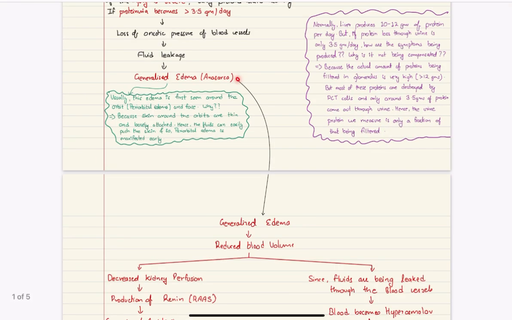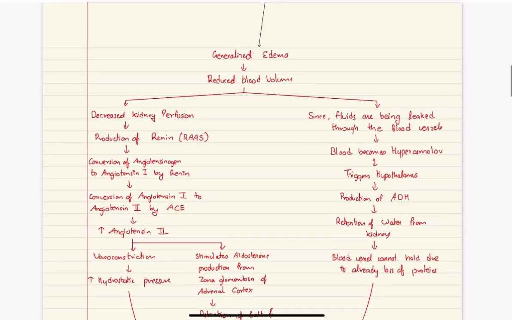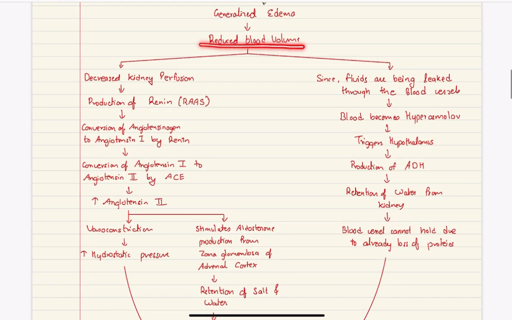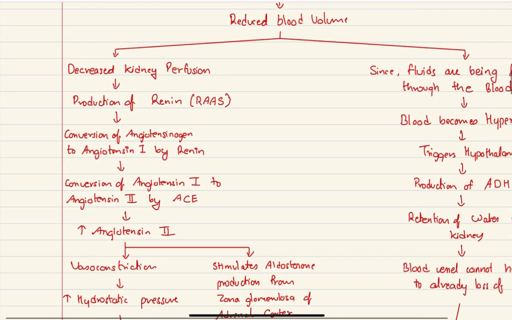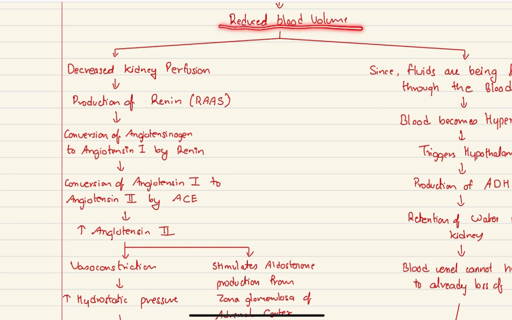With the generalized edema that we last spoke of, this edema can cause reduced blood volume since the fluids are leaking out from the blood vessels. Now, this reduced blood volume can cause two things. Okay, firstly, it can cause decreased kidney perfusion. Since the blood volume is reduced, the kidney perfusion will also be reduced. This will trigger the production of renin, or trigger the RAS system.